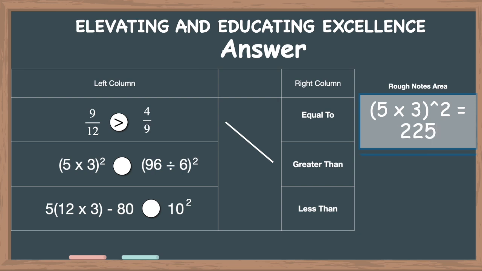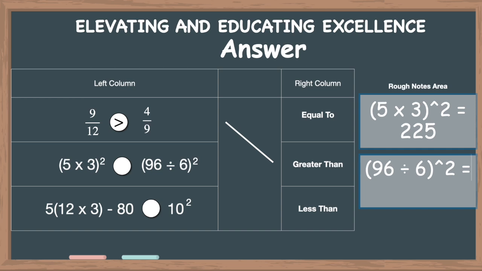225. Now we're going to draw another rough box, and in that rough box, we're going to write open bracket 96 divided by 6 close bracket to the exponent of 2, which equals 256. So when you're looking at these two numbers, we know that 225 is less than 256. Therefore, it is going to have the symbol that represents less than, and then we're going to draw a line going towards less than.